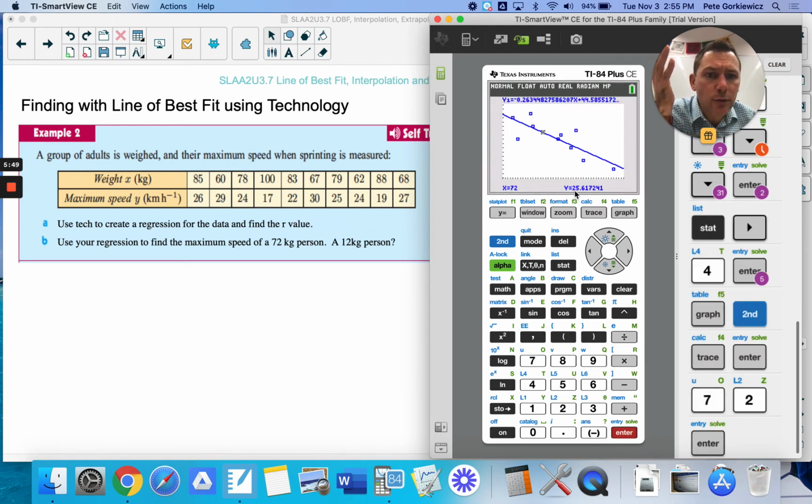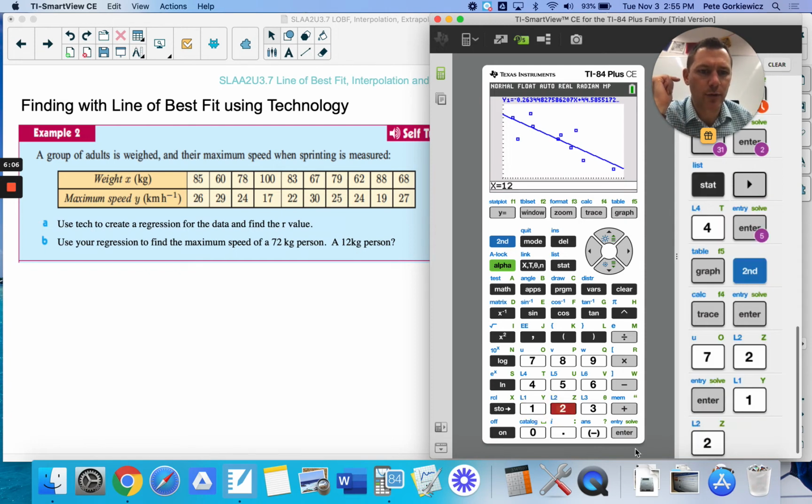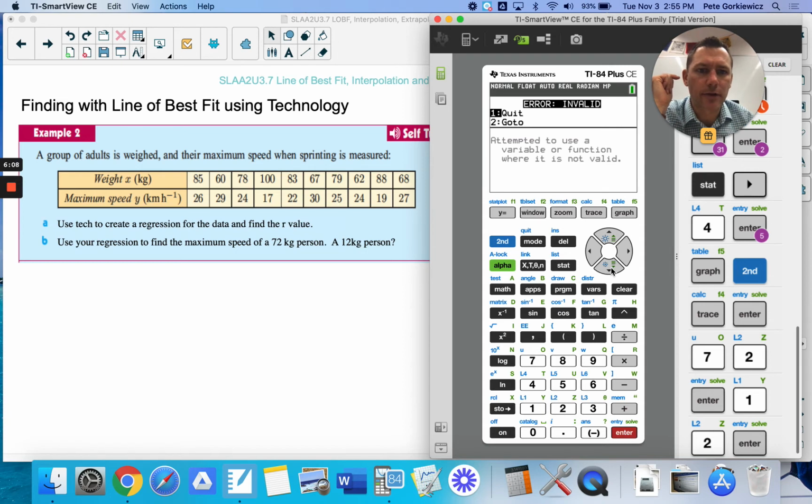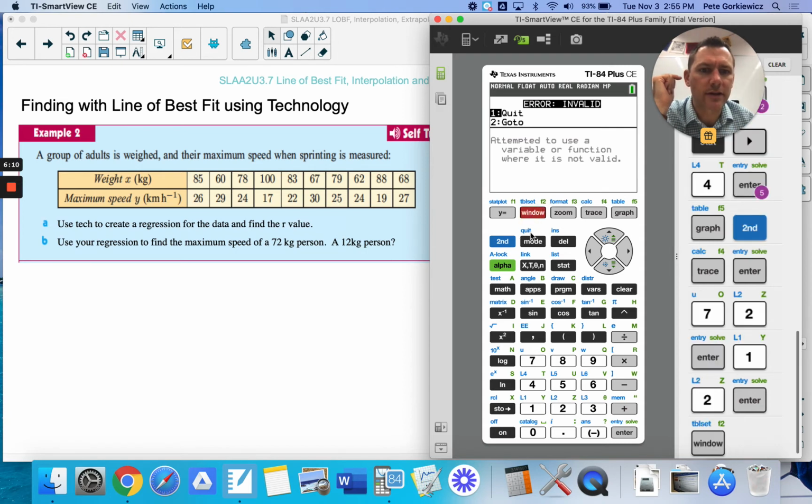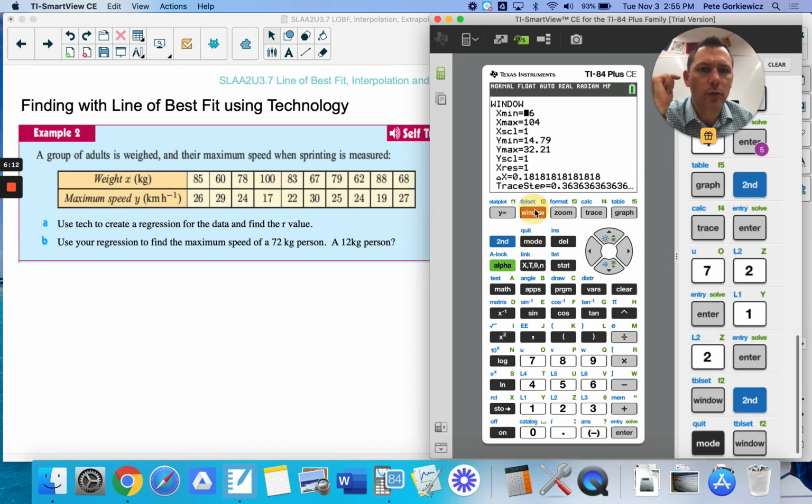And it says 25.6. 72 would be kind of around this person. Does this seem to work with our data? Yeah, sure. 20, 24, 25. All right. What about a 12 kilogram person? Let's try that. So I'm just going to type in 12 and see what happens. Oh, it says error because my window isn't big enough. So let's go to window, and I'm going to back it up.